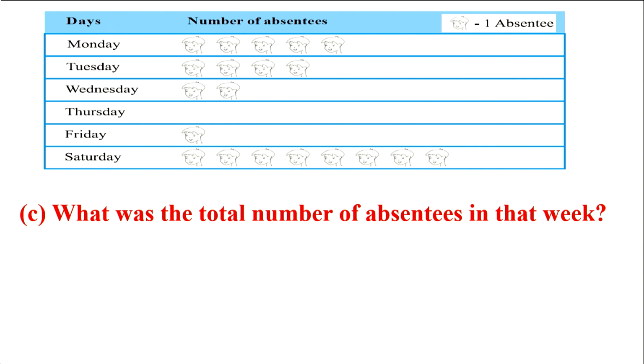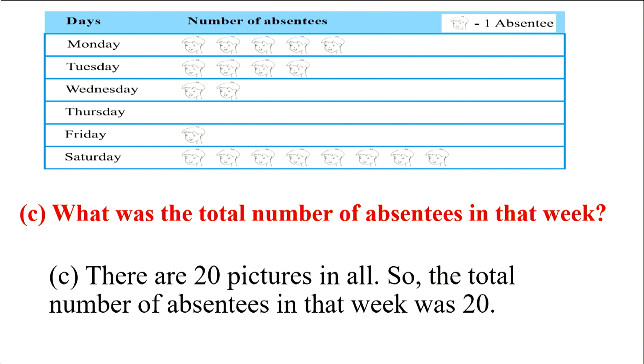Let us count the number of pictures given on each day. Monday there are 5 pictures, Tuesday there are 4, Wednesday there are 2, Thursday no picture provided, Friday 1, Saturday there are 8 pictures. Altogether there are 20 pictures. Therefore, 20 students were absent in that particular week.